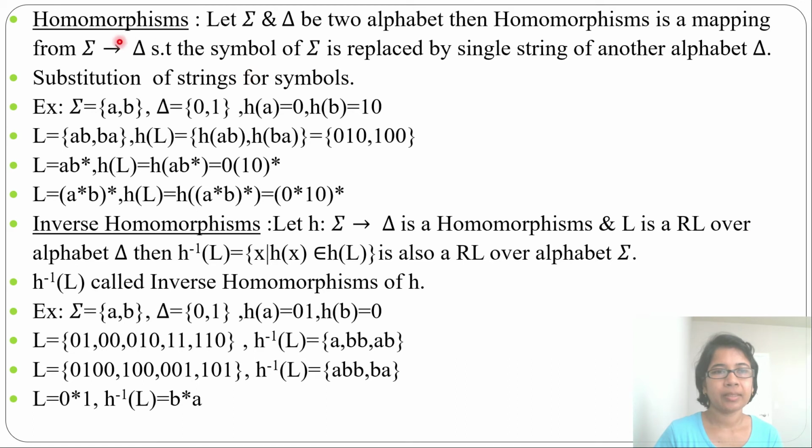So I think you are clear on homomorphism and inverse homomorphism. What is homomorphism? In place of a symbol we are substituting some string. So in place of sigma we are substituting some string from delta. In case of inverse homomorphism, in place of delta, we are substituting some symbol from sigma. So some string is given and we are substituting some symbol.